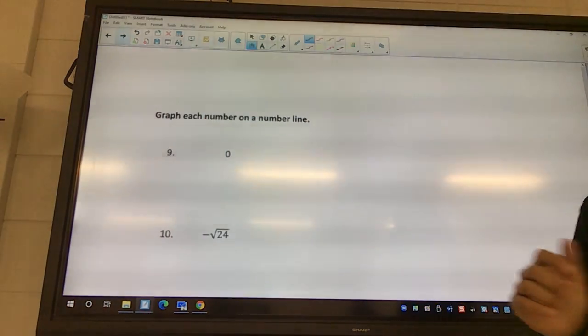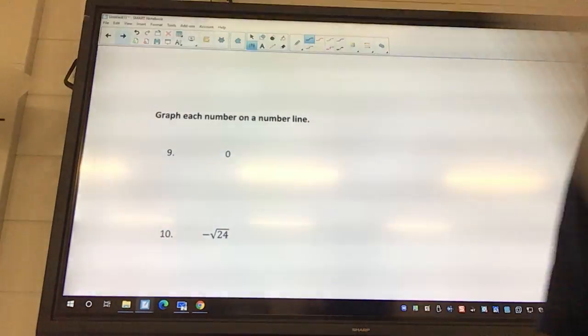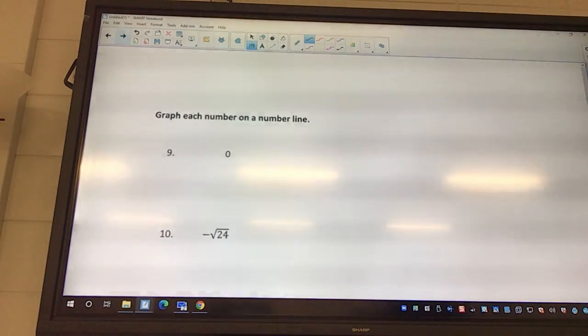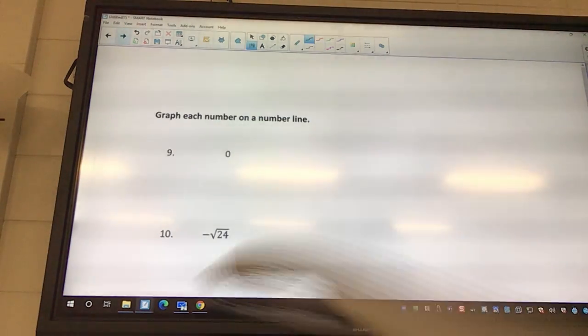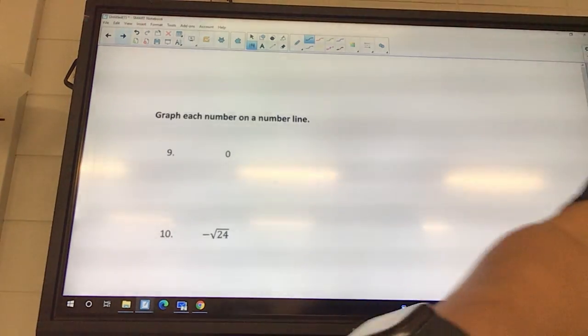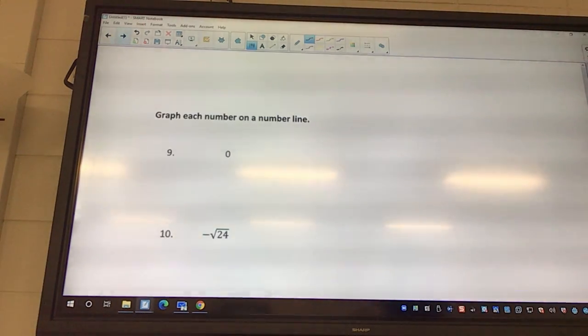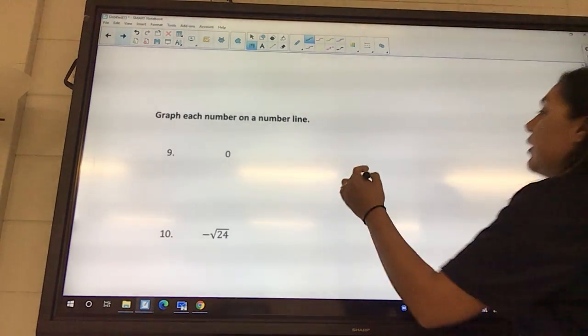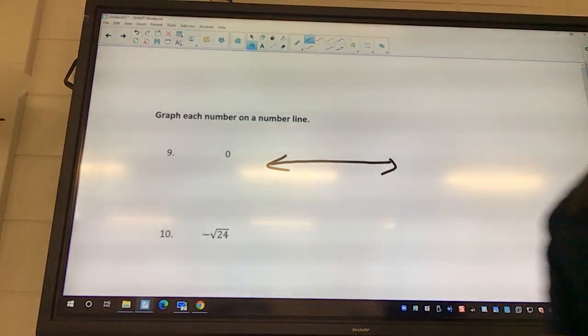The next page is just about graphing. These are just graphing real numbers, and then we're going to compare real numbers. Now, this seems pretty easy, but I always like to refresh because some people don't really know how to graph properly. On all of these, it should look like a line, right?